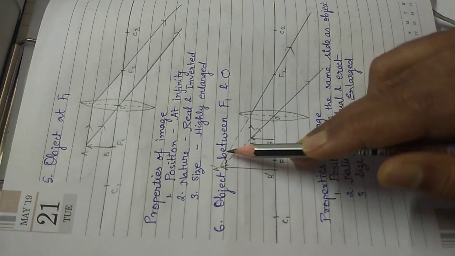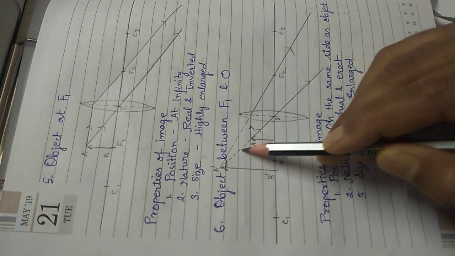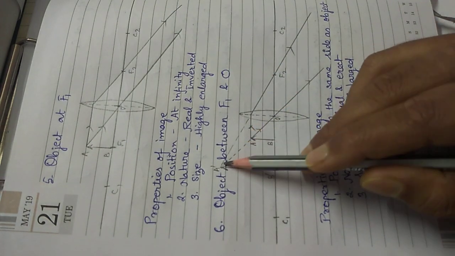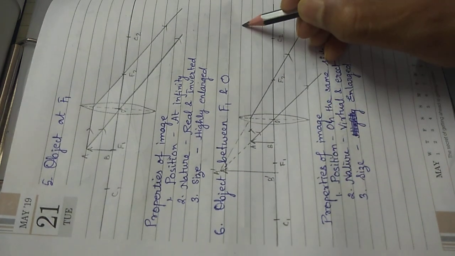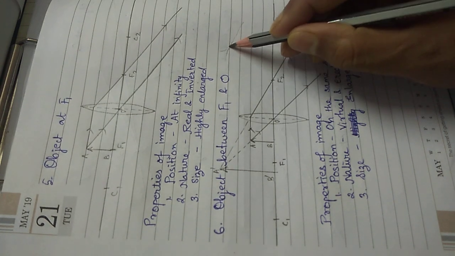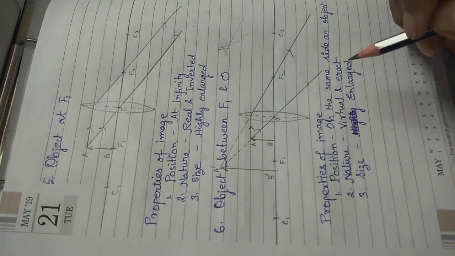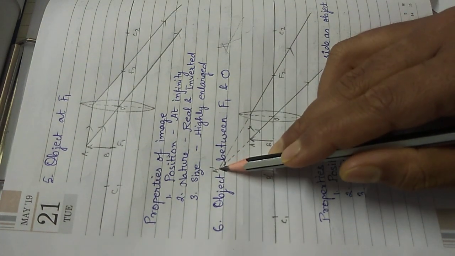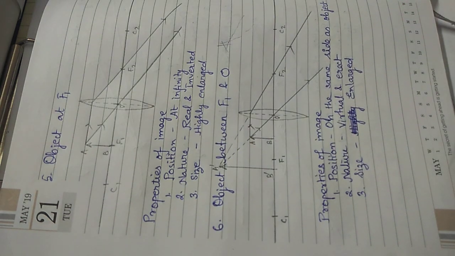Sorry, it has gone a little bit into the writing, so draw it a little bit below. We produce it backward with a dotted line. The ray seems to come from here, and you have to stop here. If you cross it over, this portion is incorrect. Where they meet, you stop there, and there we draw the image, A dash, B dash.